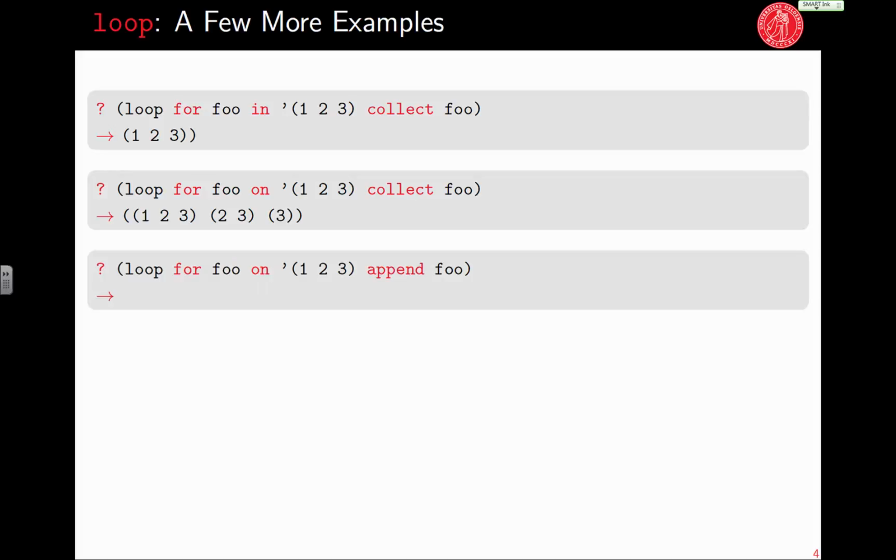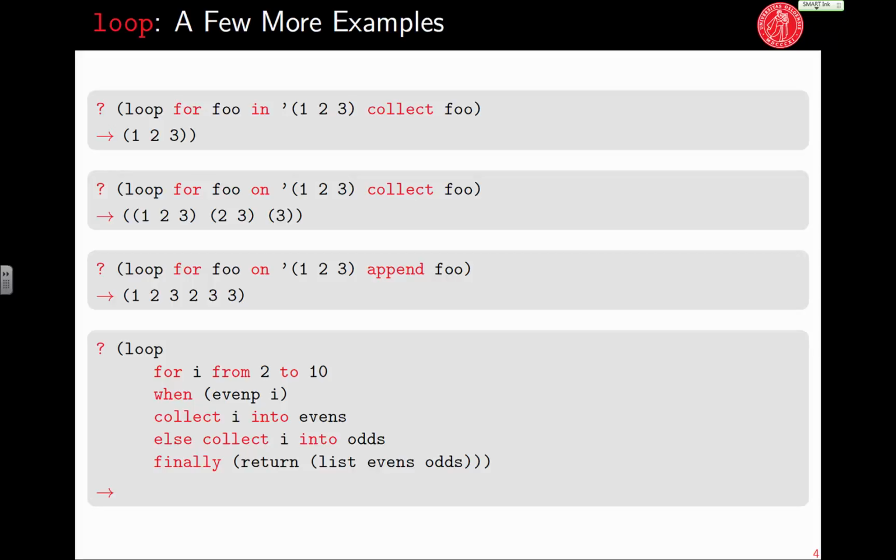I can also change how I accumulate. Collect essentially means at each step there is a value and I join them together using the list function. I build a new list that contains all of these values. I can accumulate using append. So here I have 3 lists, the 3 successive remainders. If I say append foo rather than collect foo, then these are appended into one flat list. So it's the result of apply #'append on this thing here.